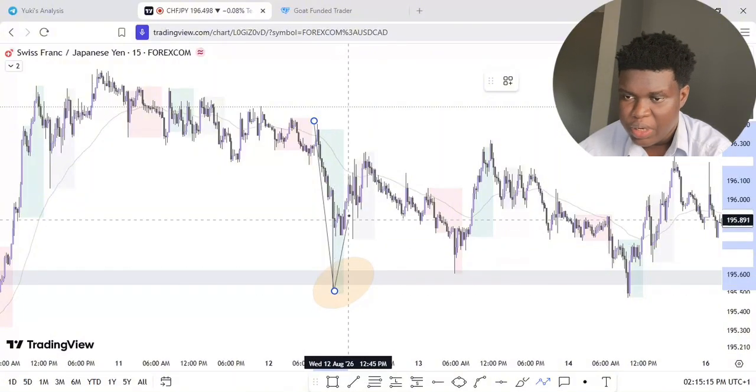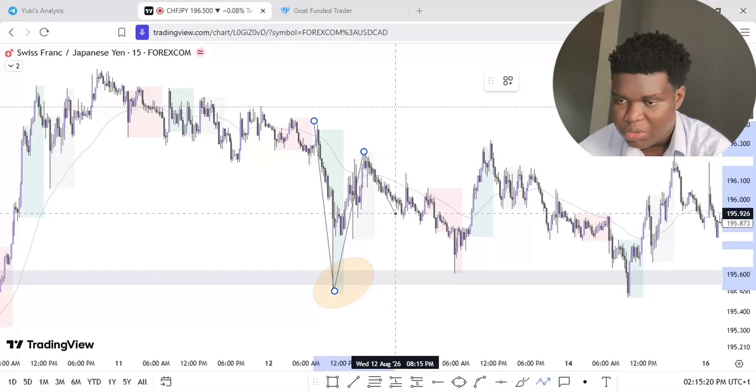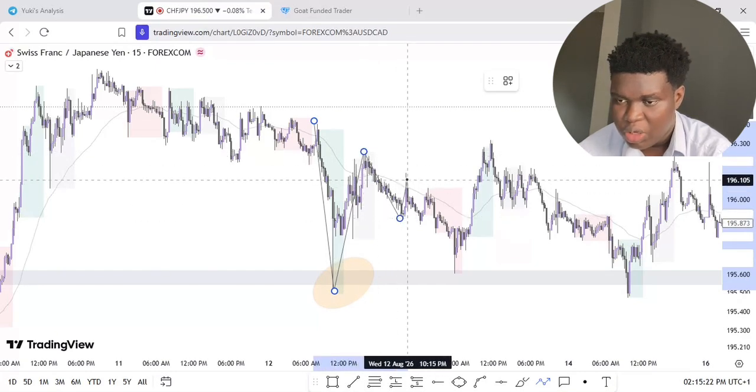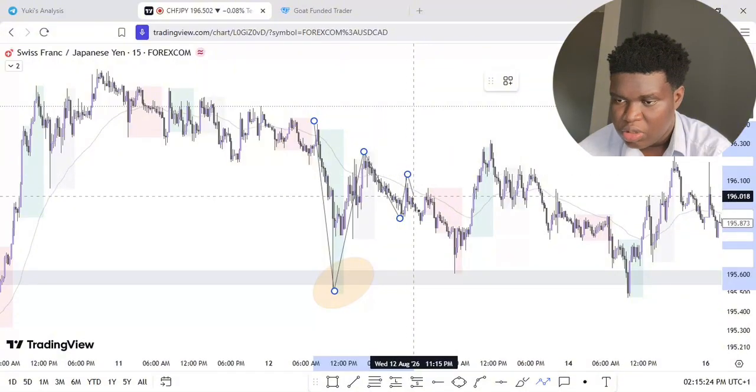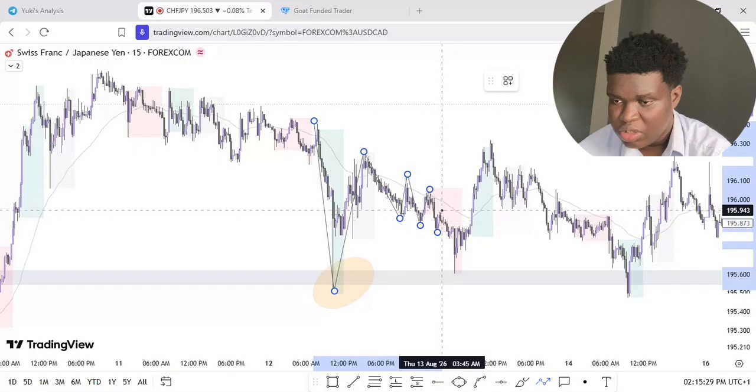Price pulled back, which is a lower high. I noticed price started to form these lower highs and lower lows. This was a lower high. This was a lower low. This was a lower high. This was a lower low. This was a lower high. This was a lower low.